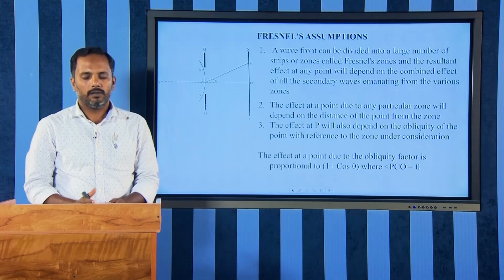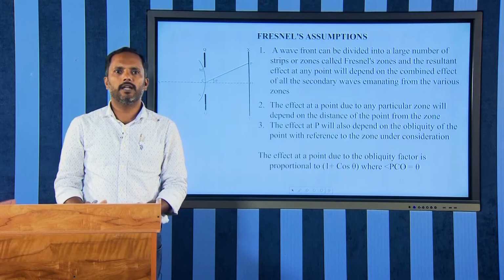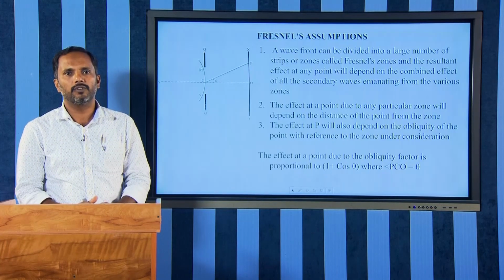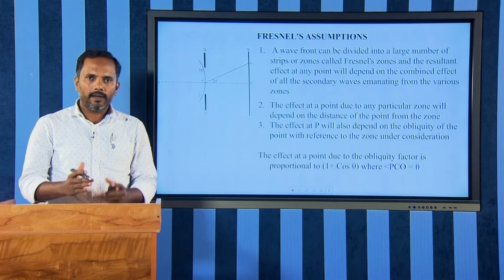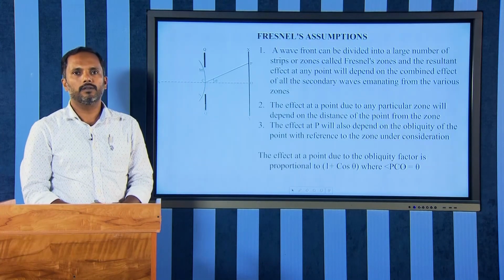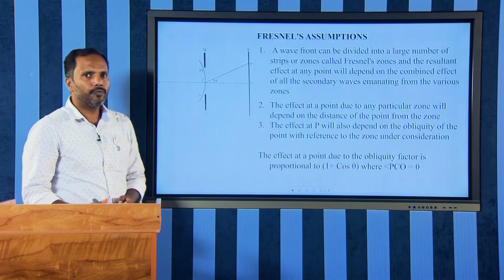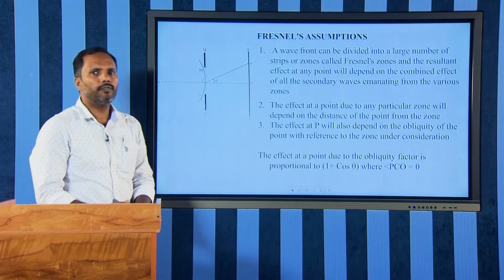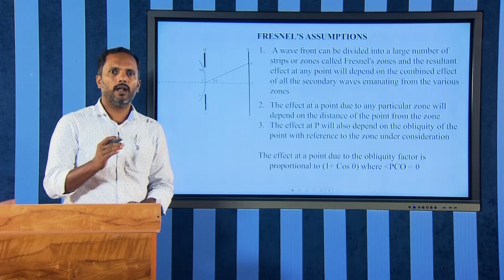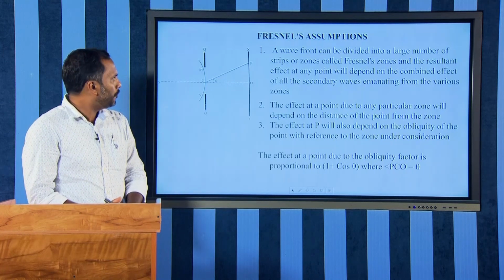Now, there are a few assumptions made by A.J. Fresnel, the scientist who combined the concept of Huygens theory and tried to explain the bending of light around the obstacle with a few assumptions. Now, according to Fresnel, the resultant effect at an external point due to the wavefront will depend on a few factors.